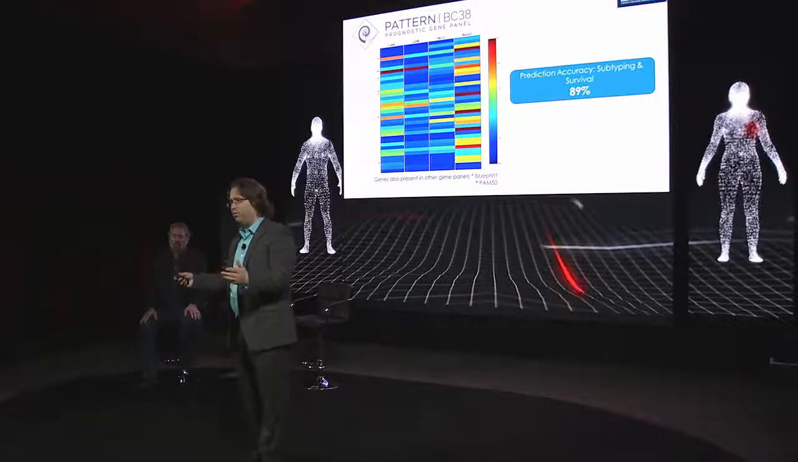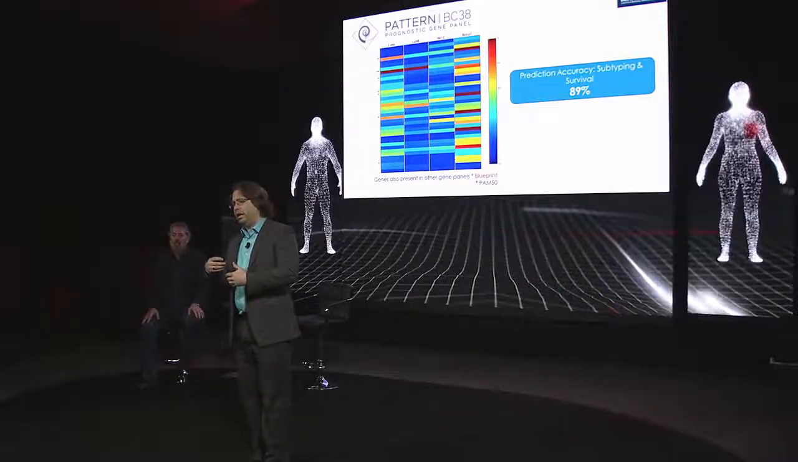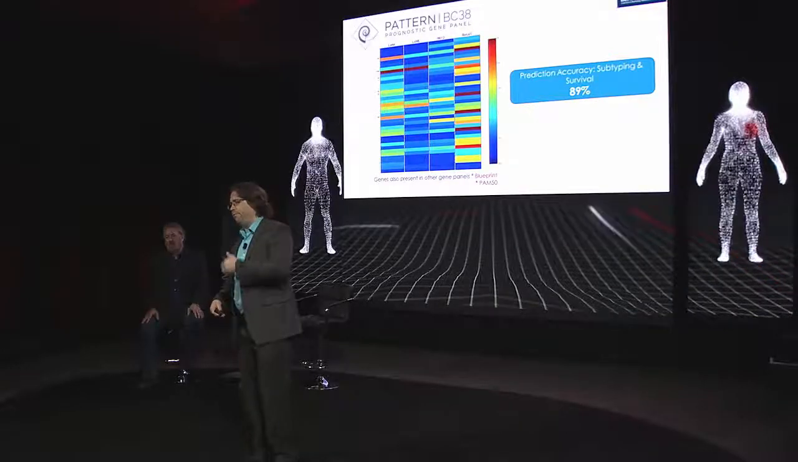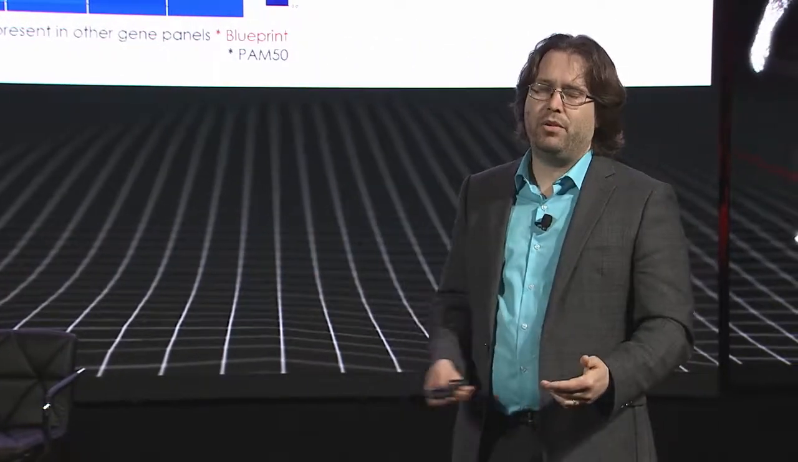This is very cool, but of course, some of these are in Blueprint, some of these are in PAM50. Many of them are unique. So this has an 89% accuracy. One of the things we're working with them now is trying to validate this, because it looks like if you do repeat sampling on a single tumor, you maybe push accuracy to 99% or above. And that's a subject of interesting research.